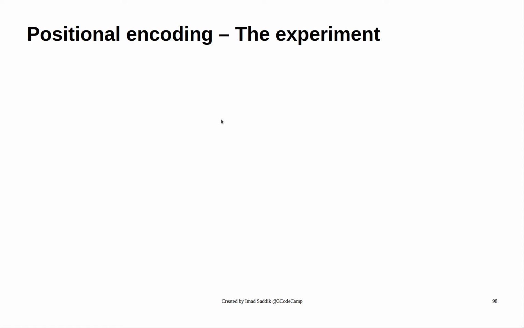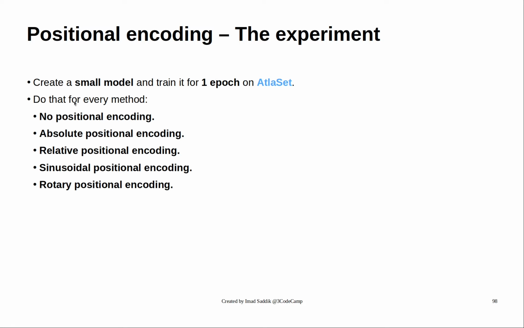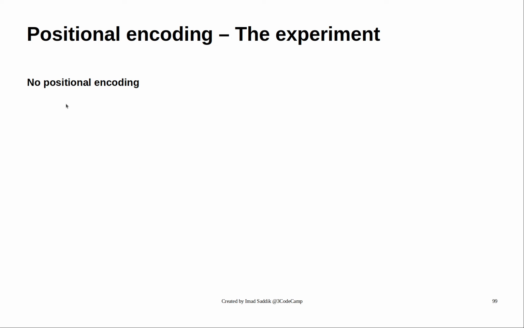Now that we have seen all the methods, let's test them. I will train a small model using the AtlasSet dataset, and to save time, I will only train for one epoch for each method. So here are the methods that we are going to test. So we are going to test no positional encoding, absolute, relative, sinusoidal, and rotary positional encoding. After each run, I will save the training and validation losses so we can compare them. Let's start with no positional encoding.